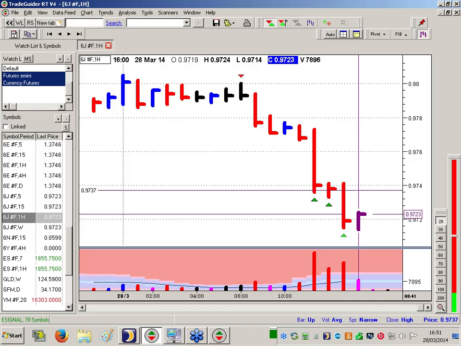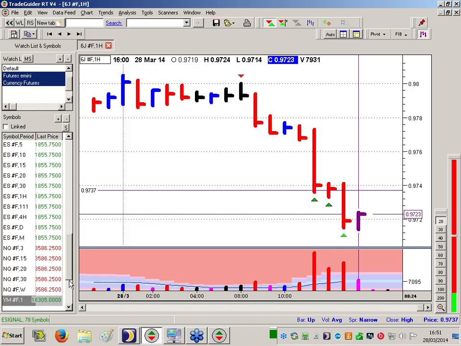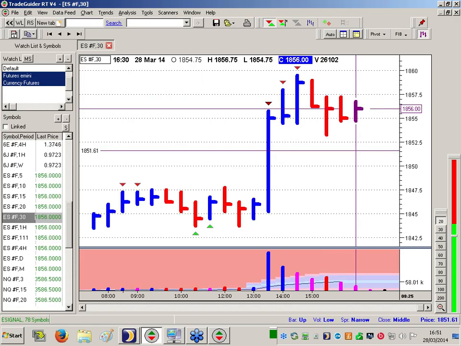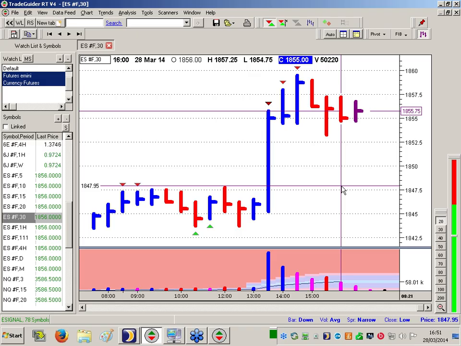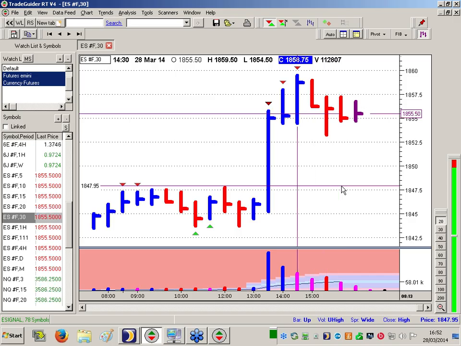Right, okay, put a 30-minute chart up of the S&P 500. I like watching the S&P 500. That's it. Now this is only half hour, right? And we've still got the weakness, but there's even more weakness appeared.